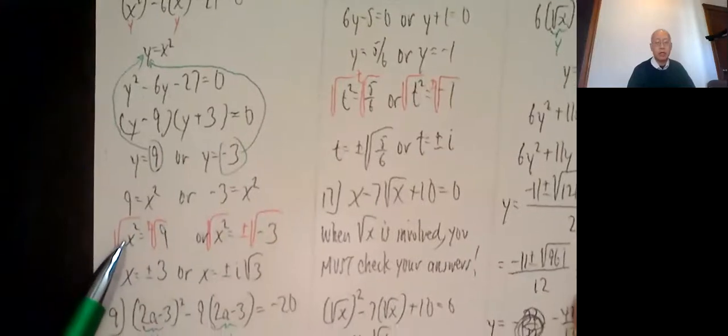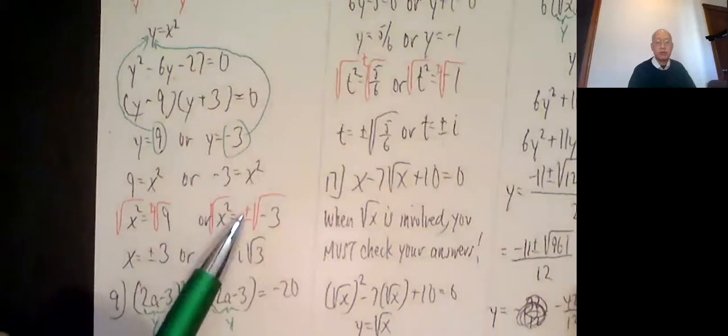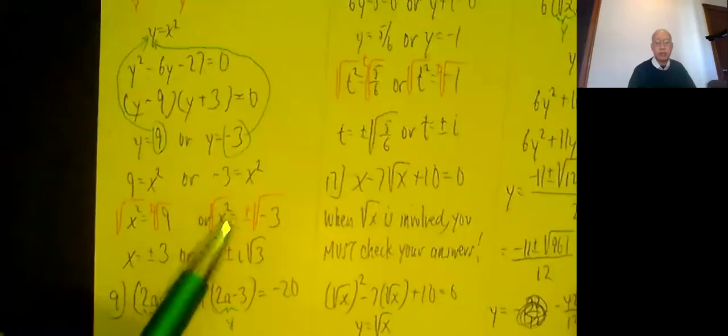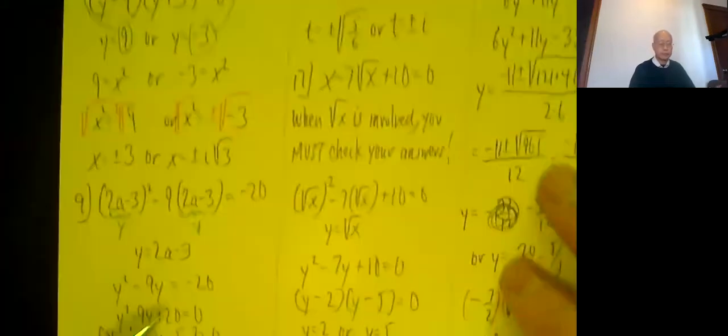By the square root property, x^2 = 9 means x is plus or minus 3. x^2 = -3. Take the square root, so you have plus or minus the square root of -3, or i radical 3. So this is my solution.